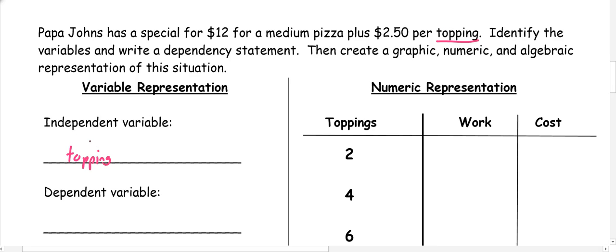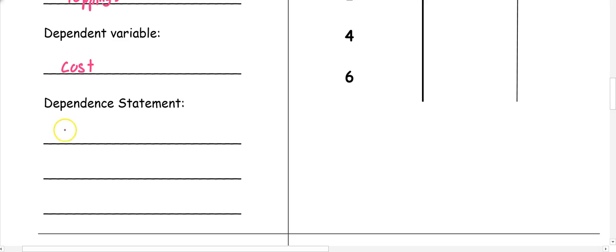Our dependent variable, though it doesn't really say it in the problem, we know that we're buying pizza, so we have to pay for the pizza, so it's going to be cost. Another way to figure out our dependent variable is also to look at the table, and the column all the way to the right is cost, so that means this is our dependent variable. It's what we're trying to find. So our dependency statement then would be the cost of pizza depends on the number of toppings.